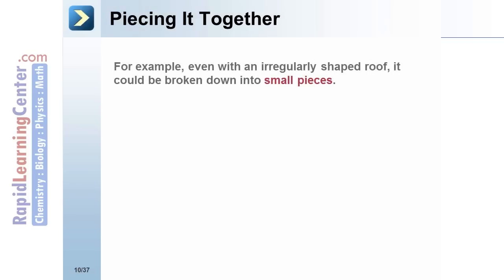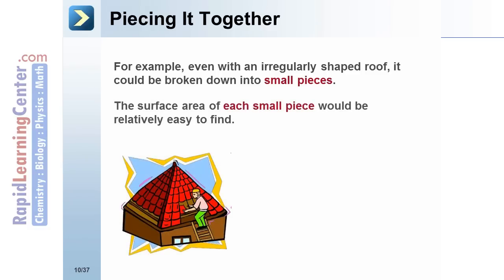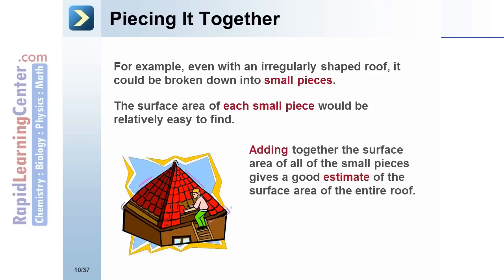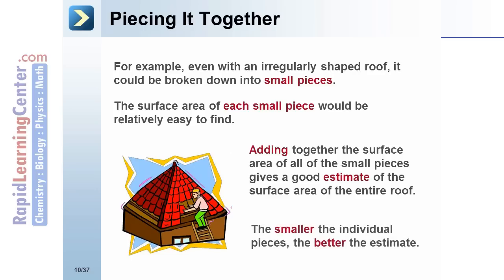Piecing it together. For example, even with an irregularly shaped roof, it could be broken down into small pieces. The surface area of each small piece would be relatively easy to find. Adding together the surface areas of all the small pieces gives a good estimate of the surface area of the entire roof. The smaller the individual pieces, the better the estimate.